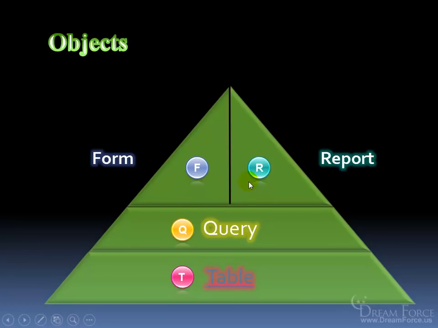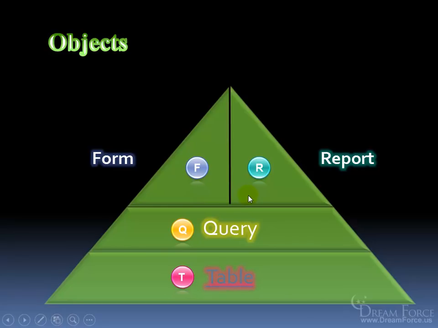Think of a report like this: a report is information you're taking from the table, so you can print it off or email it to somebody, but in an organized way. Just as a form is a way of entering information, a report is a way of pulling out information in a nice, organized manner.